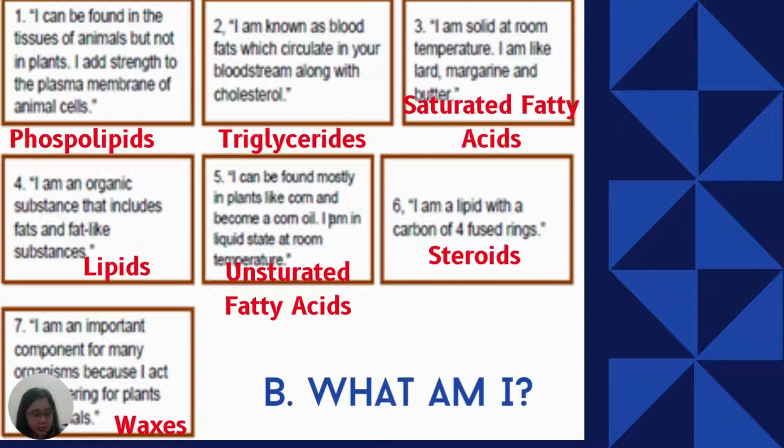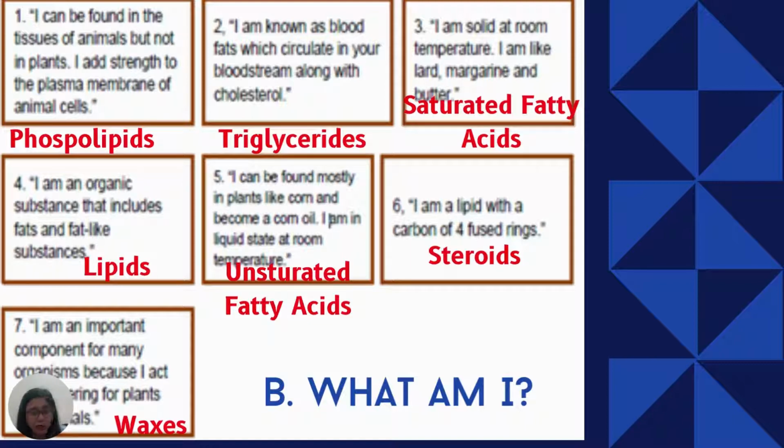So these are the answers. Number 1, I can be found in tissues of animals but not in plants. I add strength to the plasma membrane of animal cells. The answer is phospholipids. For number 2, I am known as blood fats which circulate in your bloodstream along with cholesterol. The answer is triglycerides.